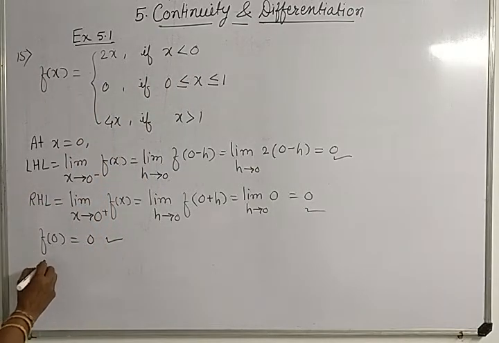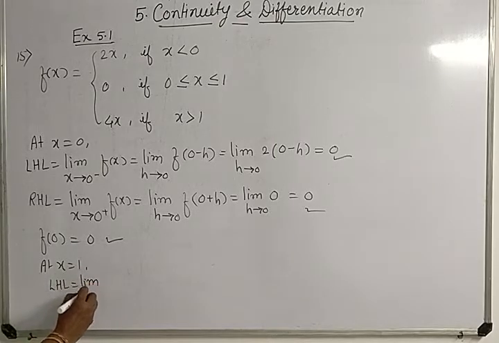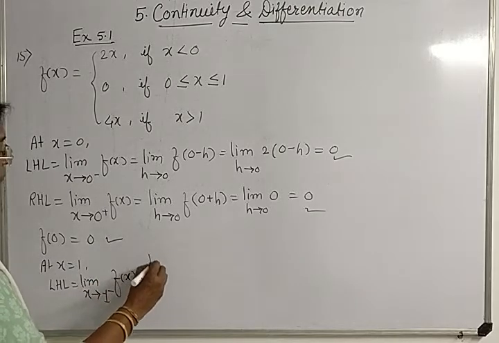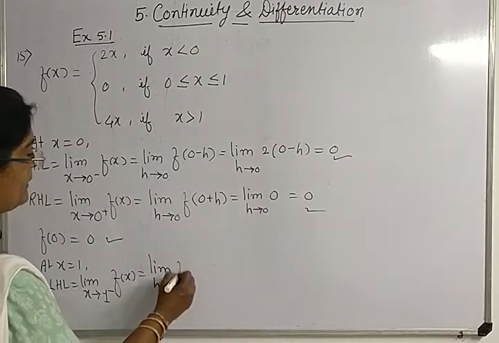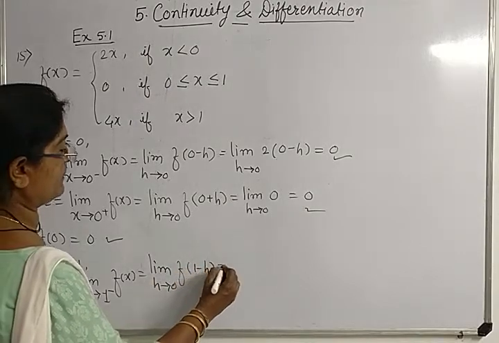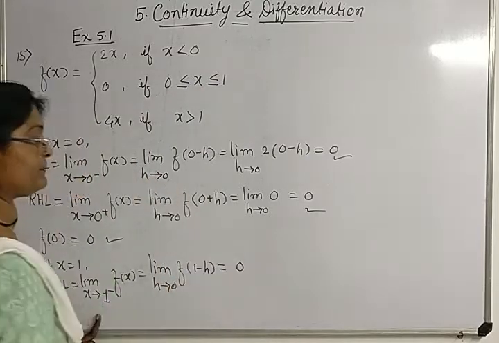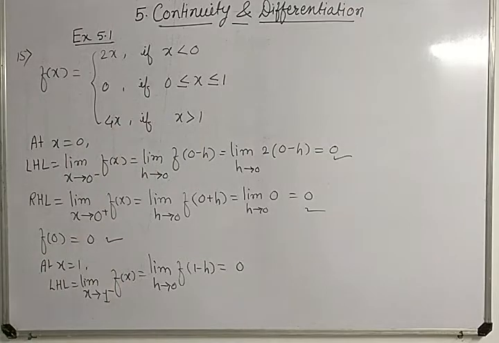Now at x equal to 1 we will find left hand limit equal to limit as x tends to 1 minus of f of x equal to limit as h tends to 0 of f of 1 minus h. For less than 1 the function is 0, so the answer is 0. For greater than 1 the function is 4x, that we will find the value.